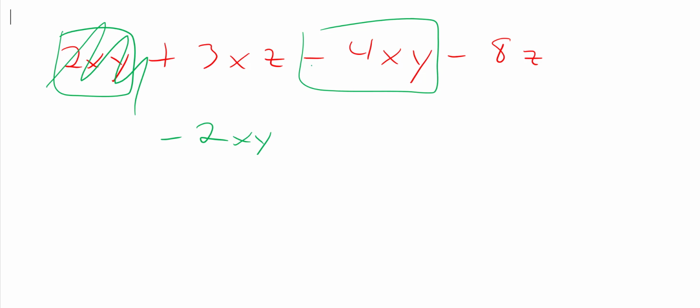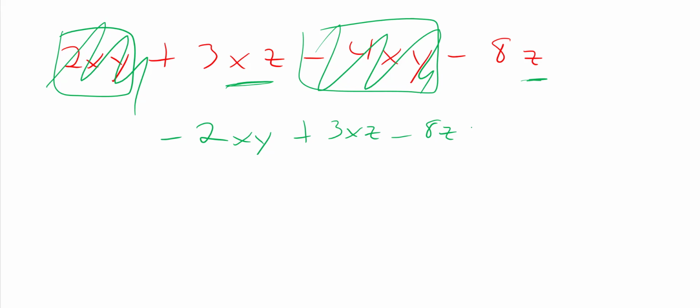So that's done. And that xz, I can't combine it. This has just got a z and that has an xz, so you can't combine it. So it's plus 3xz and then minus 8z. Okay? So that is combining your like terms. All right, that's cool. So now let's combine these together.